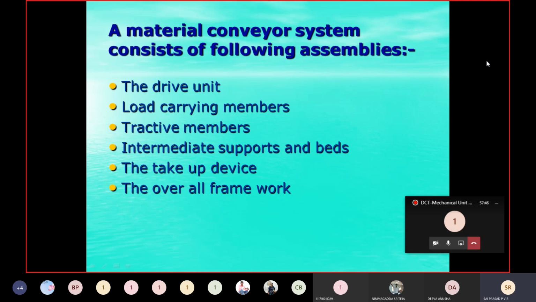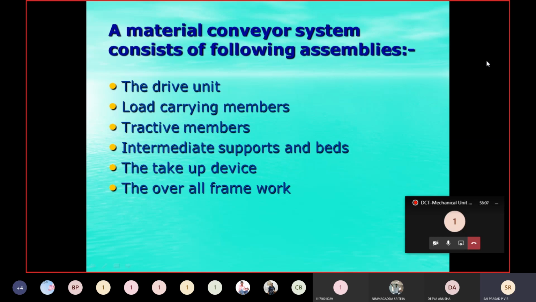Then the take-up devices. Okay, now once you take the material, you discharge it. So where it falls, that is important. Somebody should be there to take the material which is coming on a belt conveyor, isn't it? So this is the meaning of take-up device. And finally, we should fix all this in a particular framework. So this is the meaning of it.